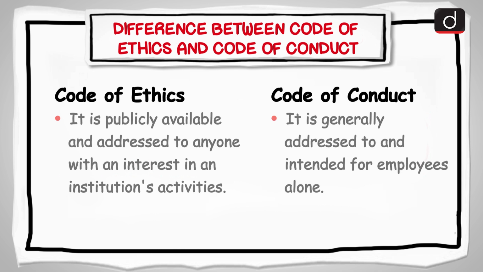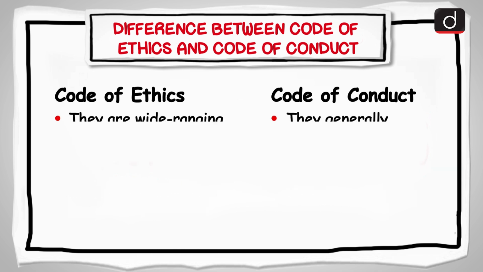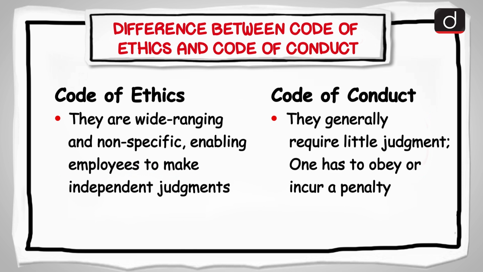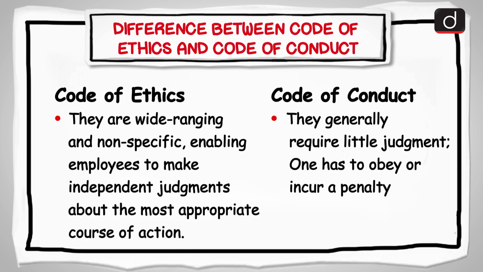Within the Code of Ethics, there are wide-ranging and non-specific provisions, enabling employees to make independent judgments about the most appropriate course of action. Whereas for code of conduct, they generally require little judgment. One has to obey or incur a penalty, and the code provides a fairly clear set of expectations about which actions are required, acceptable, or prohibited.